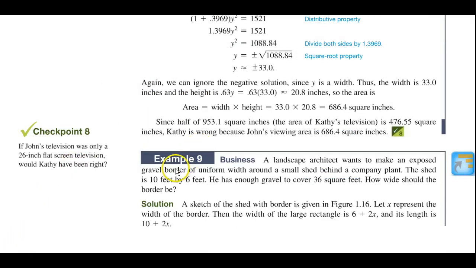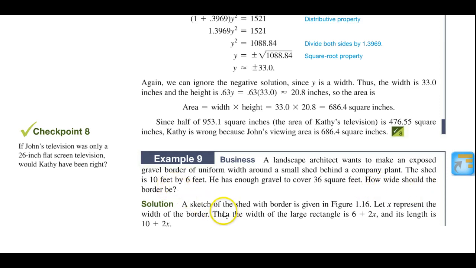Now, as we look at example 9, here a landscape architect wants to make an exposed gravel border of uniform width around a small shed behind a company plant. The shed is 10 by 6 feet. He has enough gravel to cover 36 square feet. How wide should the border be?